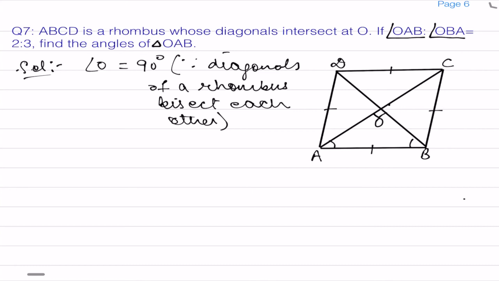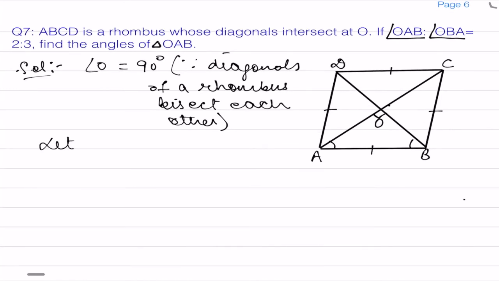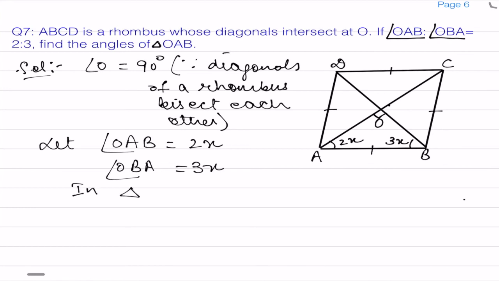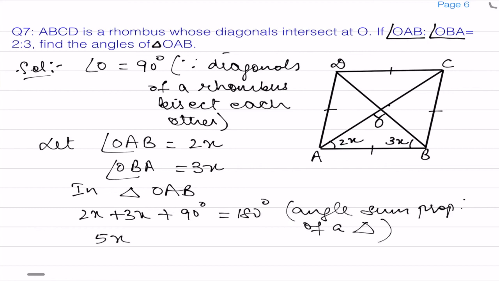Now we have to find out these two angles, angle OAB and angle OBA. So they have given in the form of ratio. So we will suppose let angle OAB is 2x and angle OBA is equal to 3x. So OBA is 3x and OAB is 2x. Now in triangle OAB, we can use the angle sum property. So the sum of all the three angles of the triangle is 180. So we will add, the value of x is 18.